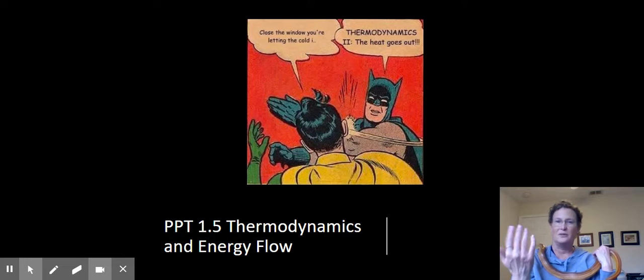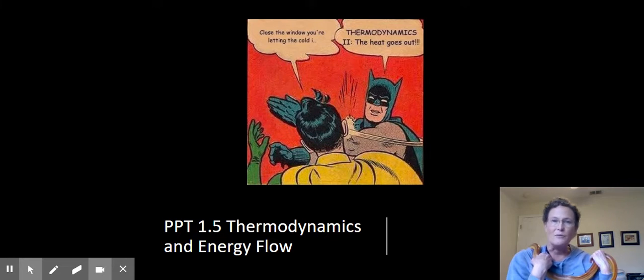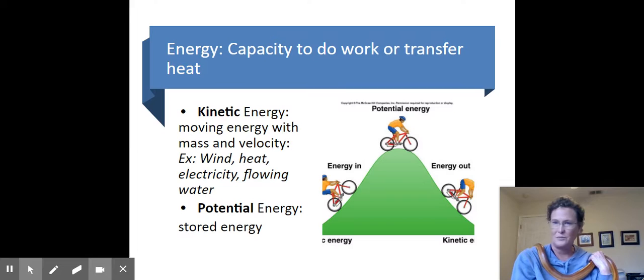So energy flow and dynamics. You can see here Batman and Robin are having a little conversation. You don't let in the cold, the heat goes out. So we're going to talk about the laws of thermodynamics here. Energy is the capacity to do work or to transfer heat. Kinetic energy is moving energy, so when you're going up the hill or coming down the hill. And then potential energy is stored energy.